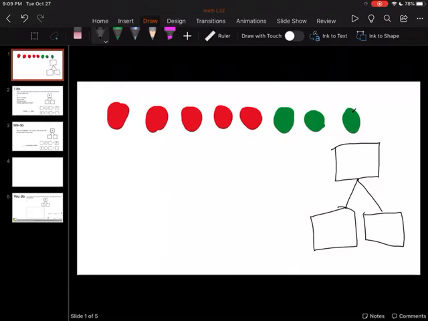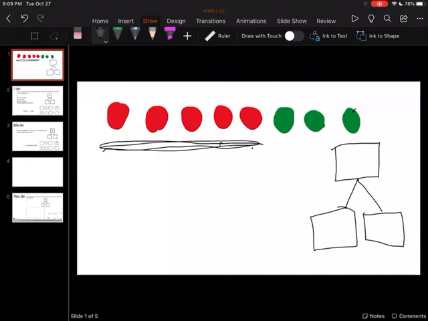I'm seeing 5 red apples here. 1, 2, 3, 4, 5 red apples. Do you see my 5 red apples? Awesome. And then I'm seeing that the rest of the apples are green. We're going to use our number bond to help us figure out this problem.